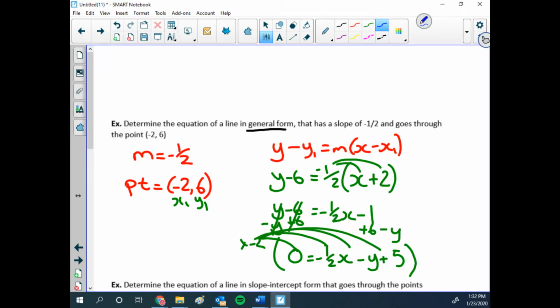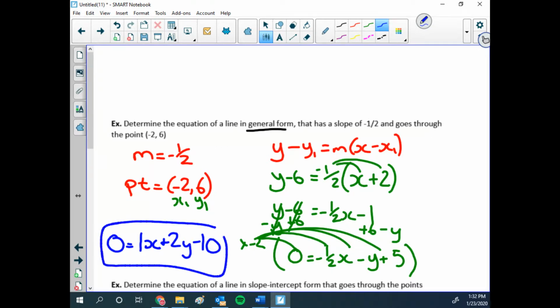And so this is going to become 0 times -2 is 0. -1/2 times -2 is just going to give me a 1x. Negative y times -2 gives me a positive 2y. And -2 times 5 gives me a -10. There's my equation.